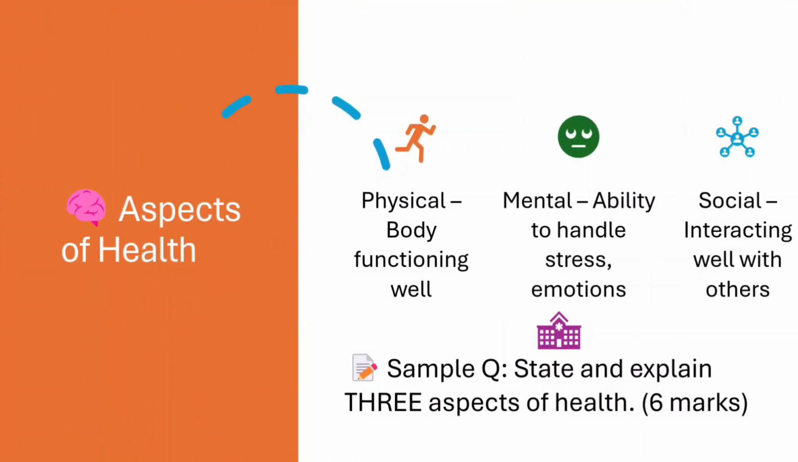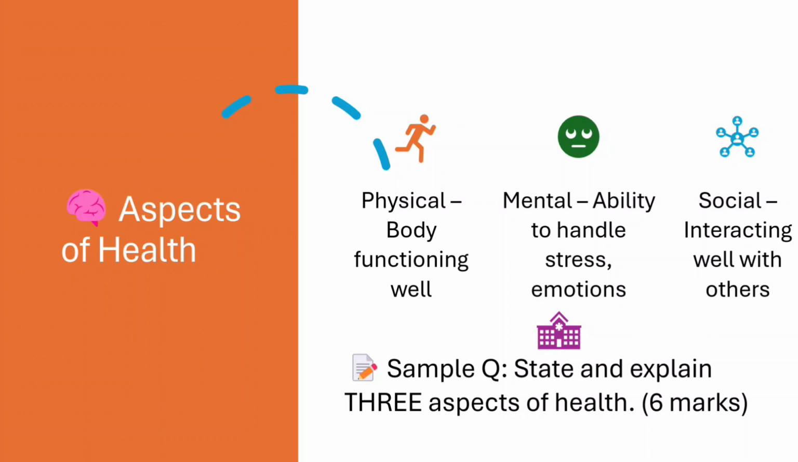Moving right along to the aspects of health, there are 3 aspects, right? Physical, mental, and social. Now, as it relates to physical, it's how well is your body functioning, right? Mental, your ability to handle stress or even just to cope with the normal stresses of life, how you balance your emotions. And there's also social, which is interacting. How well do you interact with others? Good. So those are the 3 aspects of health that are in your syllabus.